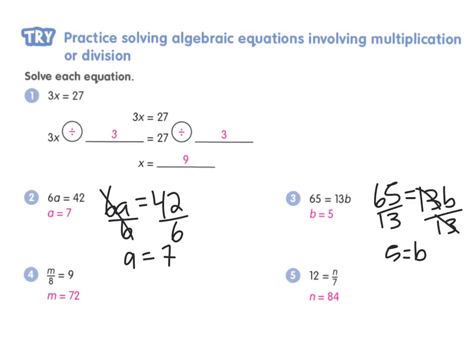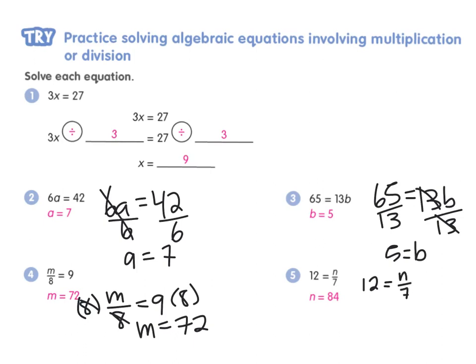For number 4, we have m divided by 8 equals 9. Since division is happening here and we have to do the opposite, we're going to multiply both sides by 8. The 8s will cancel over here, and we will get m equals 72. And for number 5, we have 12 is equal to n divided by 7. I notice that division is happening here, so I have to multiply both sides by 7. 7 times 12 is 84, so 84 is equal to n.